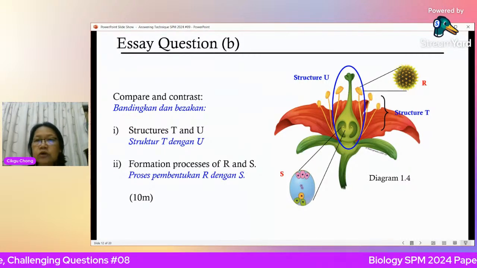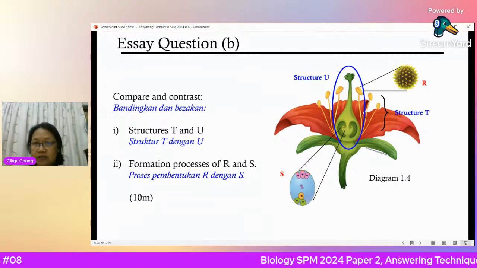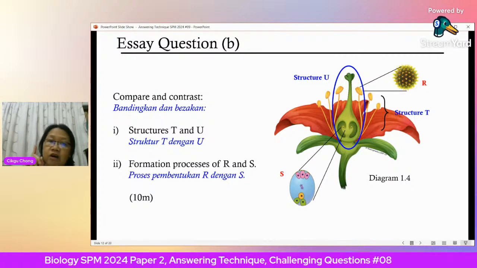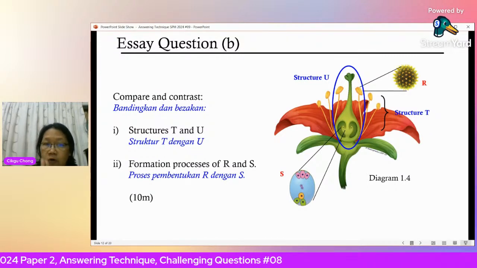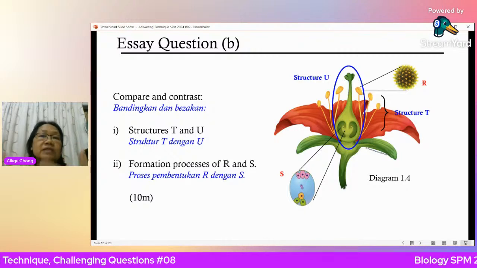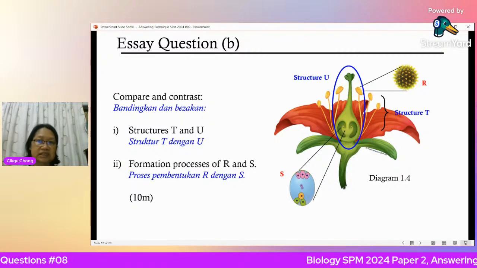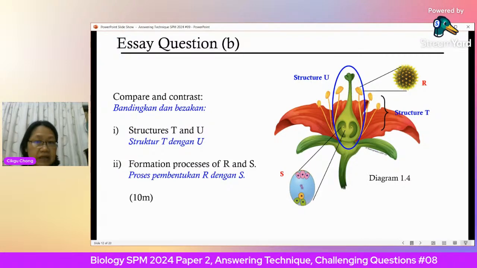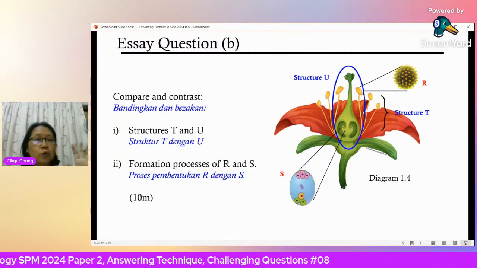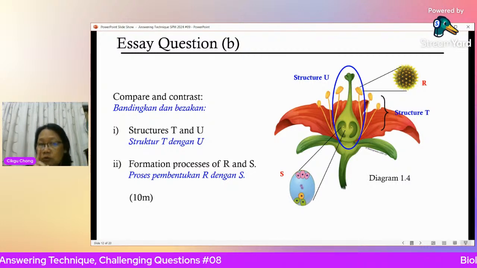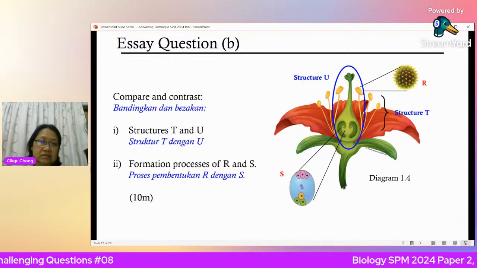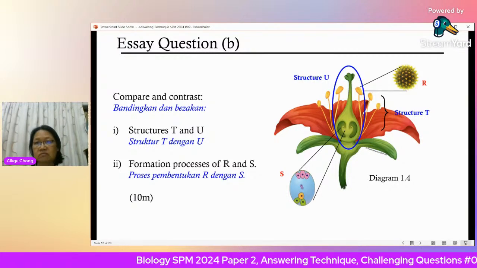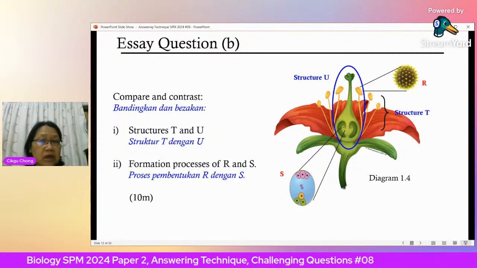Okay, for T and U, you have to talk about the structure, the male organ and the female organ. Whereas for question two, formation process, talk about the process of meiosis that produces R, which is the pollen grain, and the process of meiosis which produces the S. So question two is more for process. Question one, it is the physical structure. When I show you the answer, you will know what I'm talking about.